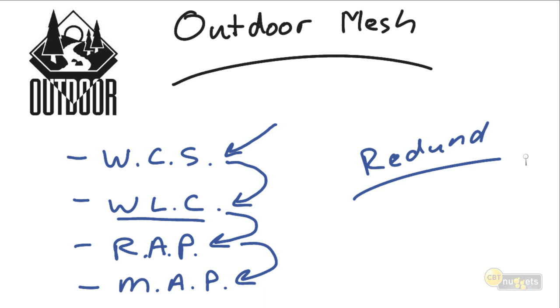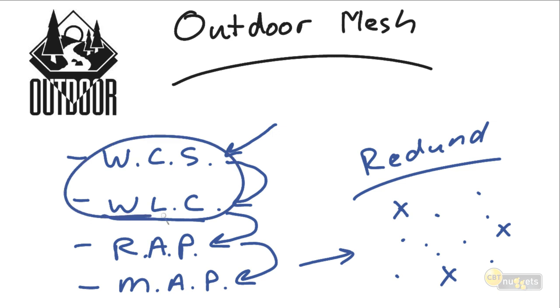In a mesh environment where all of these access points are everywhere providing coverage, you never know when various access points are going to fail. And the root access point and the mesh access points and this background intelligence of WCS and WLC make sure that no matter what happens in the environment, other access points seamlessly pick up the slack.